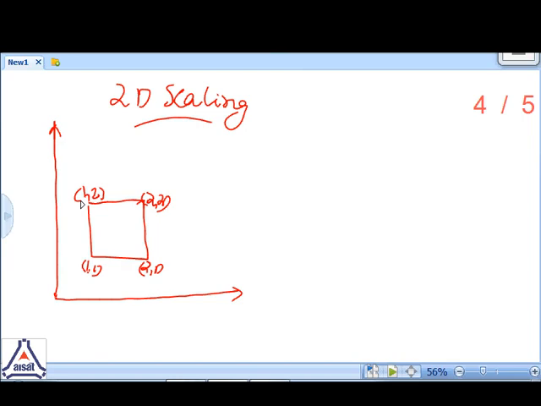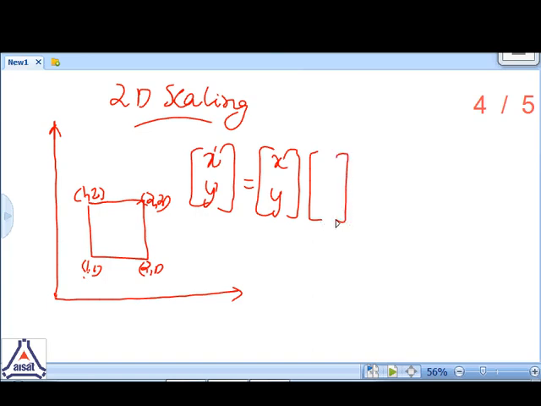So scaling means we are enlarging or reducing an object. Enlarging means zoom in and reducing means zoom out. So these, 1 1, 2 1, 2 2, 1 2, are the initial coordinates of the rectangle. In order to draw the final rectangle, we have to get the final coordinates. So in order to get the final coordinates x dash y dash, we have to multiply the initial coordinates with a matrix known as the scaling matrix. That's a very important thing, the scaling matrix.